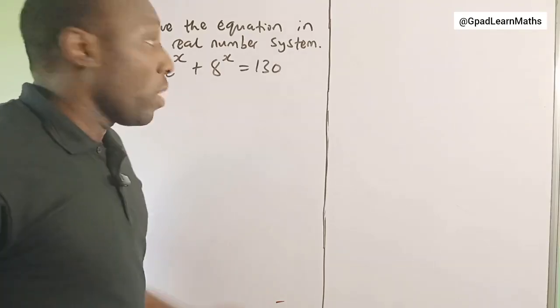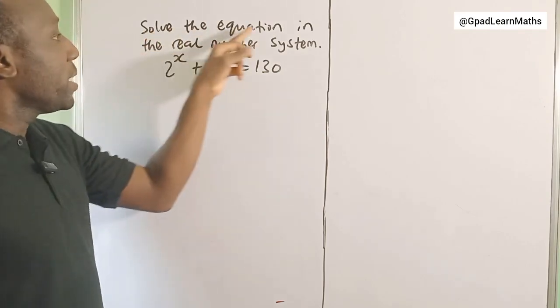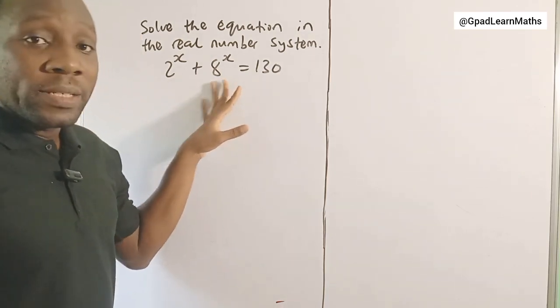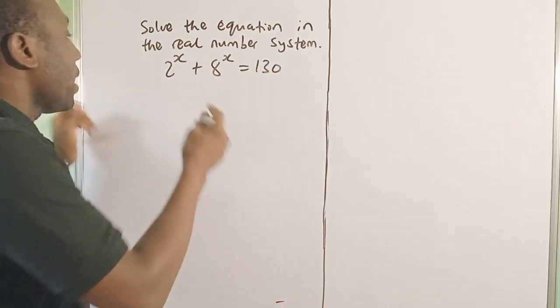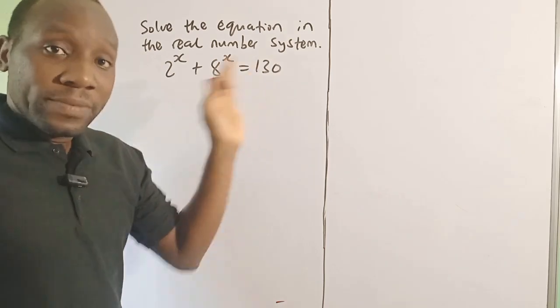Hello there. In this video, we're going to be solving this exponential equation. So the question says solve the equation in the real number system 2 raised power x plus 8 raised power x is equal to 130. Now, I'm going to start off by transposing 130 to the left-hand side.